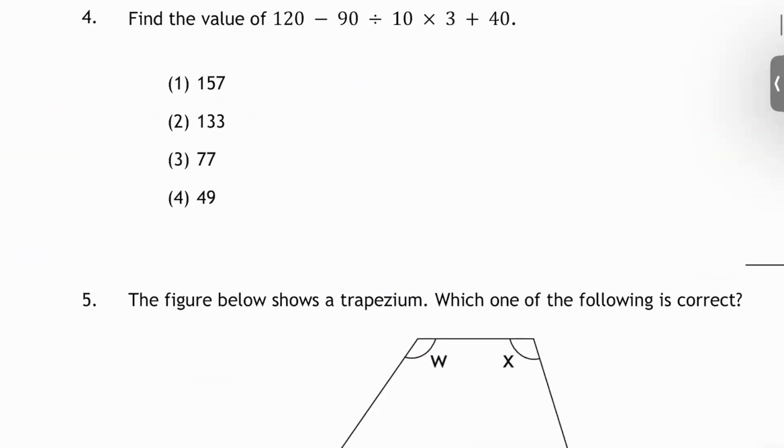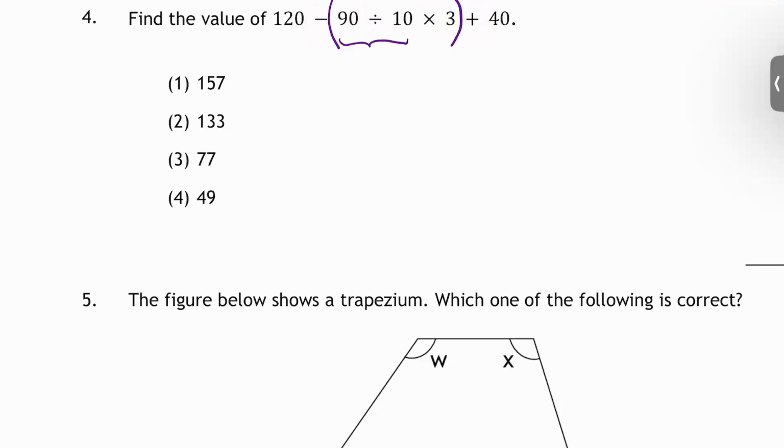Question number 4. This is an order of operations question. Find the value of 120. See the sign over here, it's a subtract. And then we have divide, multiply, and then plus. So for order of operations, division and multiplication take priority over subtraction and addition. That means these 3 need to be worked out together from left to right. All right? So there's no need to put a bracket because they are already prioritized, but I shall put a bracket. It doesn't make a difference, but we should be looking at this first.